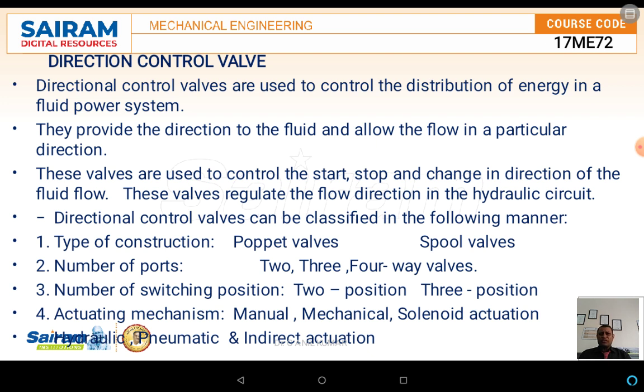Direction control valves are classified in the following manner. The first classification is the type of construction: poppet valves and spool valves. The second classification is the number of ports, either 2, 3, or 4-way valves. Then the number of switching positions, either 2 position or 3 position. The next classification is the actuation mechanism: manual, mechanical, solenoid actuation, hydraulic, pneumatic, and indirect actuation. These are the different types of actuation we use in direction control valves.